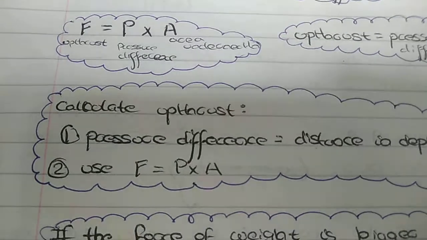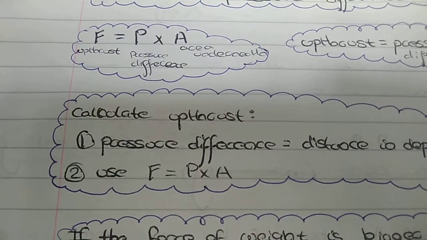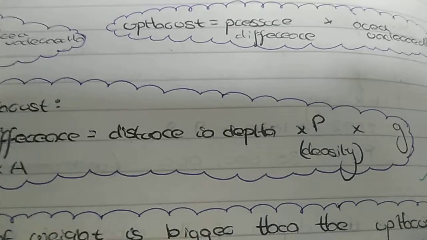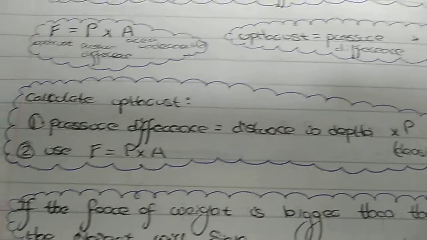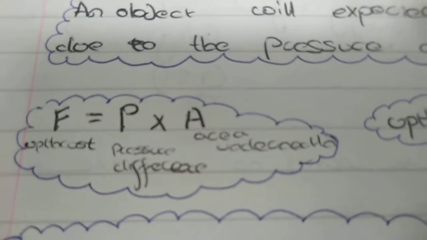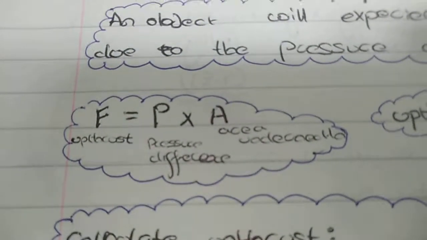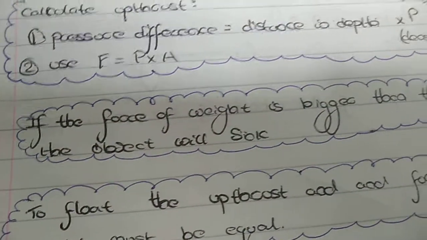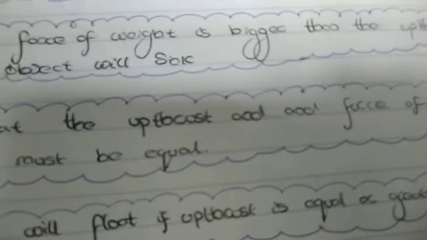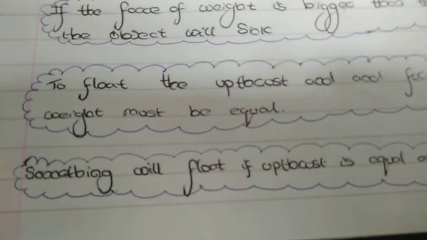To calculate upthrust, first you need to find the pressure difference, and you do that using the equation pressure difference equals distance in depth times density times g. And then you use the equation F equals P times A, which is the upthrust, pressure difference and area underneath one, which we just learned about. If the force of weight is bigger than the upthrust, the object will sink. To float, the upthrust and the force of weight must be equal.